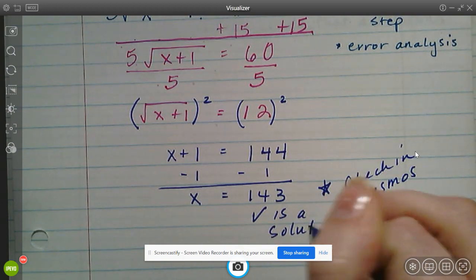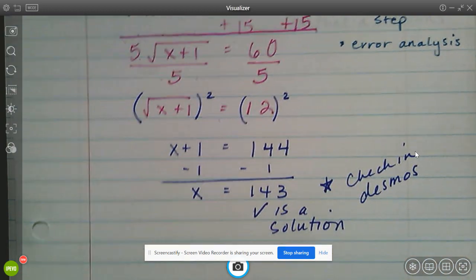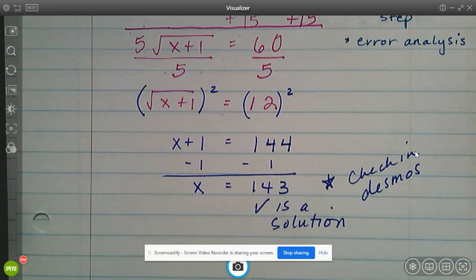If it didn't work, then you would say it's not a solution. And in the past, we've gone more in depth on that vocabulary, but for our purposes, we're just going to keep it at that.